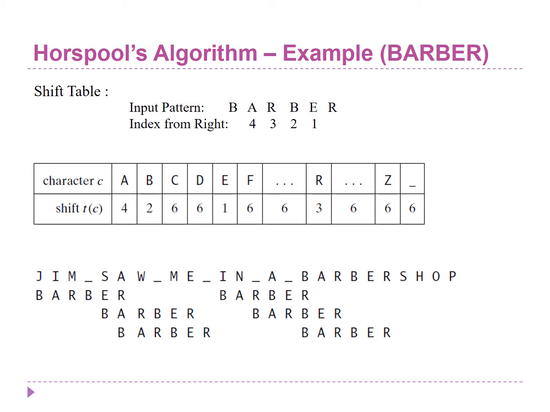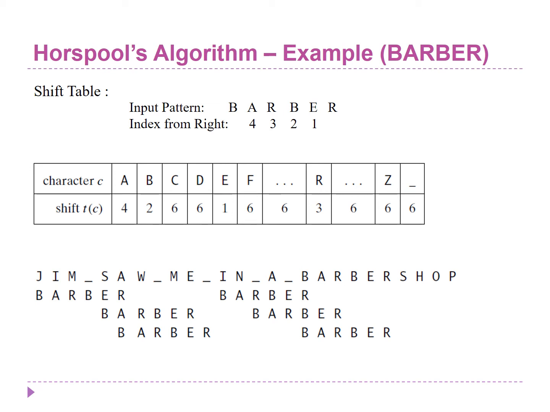Hence, in the shift table, for the character A, the value of shift is 4. For character B, the value of shift is 2. For character C, the value of shift is 6, since C does not occur in the input pattern. Hence, for all the alphabets, the shift is 6 if it did not occur in the input pattern.